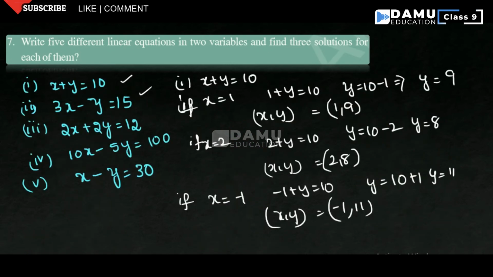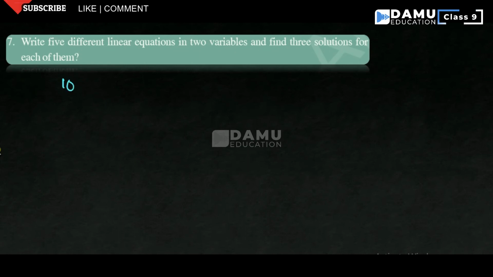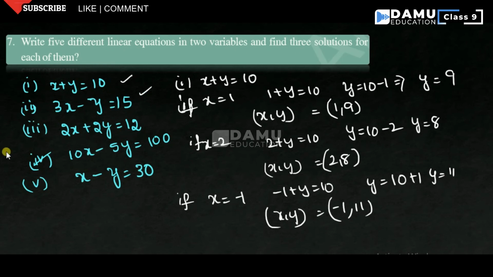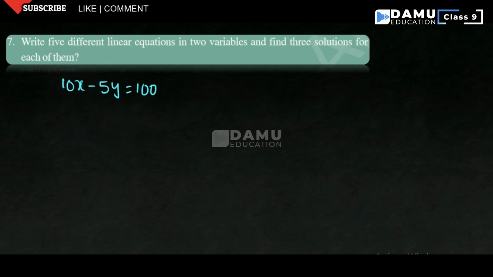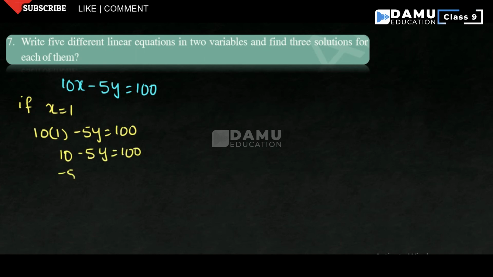So our next one, the fourth one, is 10x minus 5y will be equal to 100. So that is our equation. We need to find three solutions for this. So if x is equal to 1, let's find out. 10 into 1 minus 5y will be equal to 100. Then 10 minus 5y will be equal to 100. Then minus 5y equal to 100 minus 10.